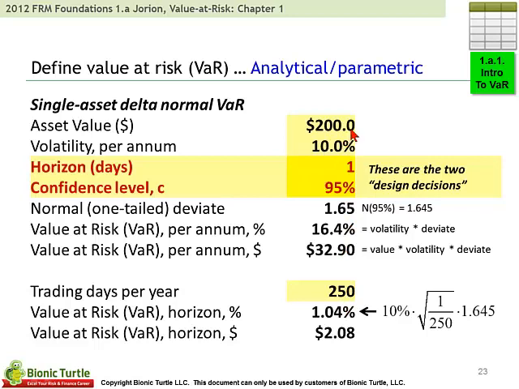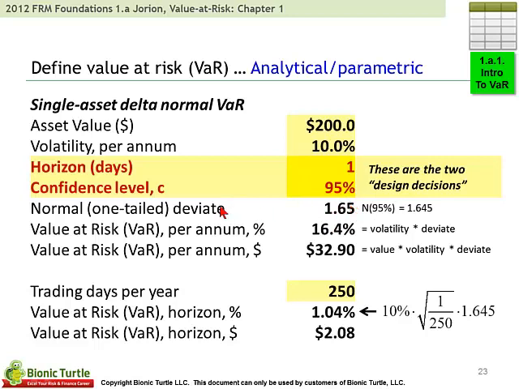Same process as before, asset value, volatility per annum. Typically as inputs, it's much easier to expect and to deal in our inputs in terms of per annum, so 10%. And then we ask, okay, what is the VAR over a 1 day horizon? 95% confidence. 95% confidence corresponds to a one-tailed deviate of 1.65. So that's our normality assumption.